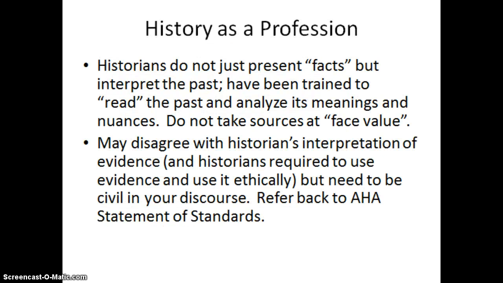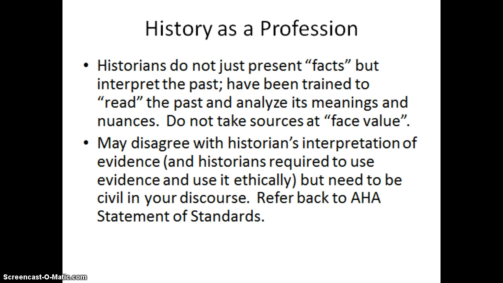Perhaps it is. One other comment I wanted to make about history as a profession that you need to be mindful of for this paper: history is not just the facts, never has been, never will be. History is much more than just presenting facts. That would be chronicles. Historians interpret the past. They use the facts to try to get as close to what Arnold calls true stories of the past. They have been trained to read the past and analyze its meanings and nuances. And they know how to read evidence from the past. They're sophisticated in that. They've been trained. They do not take sources at face value.